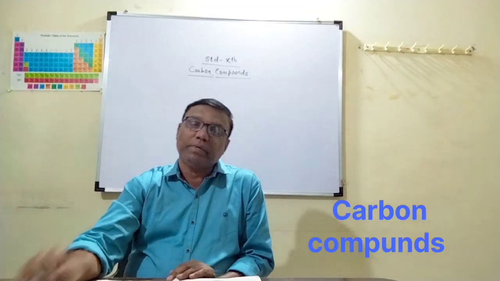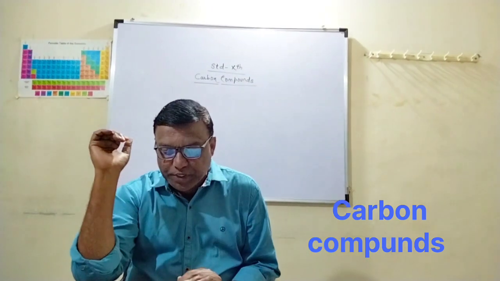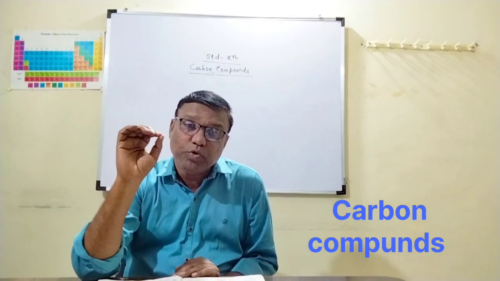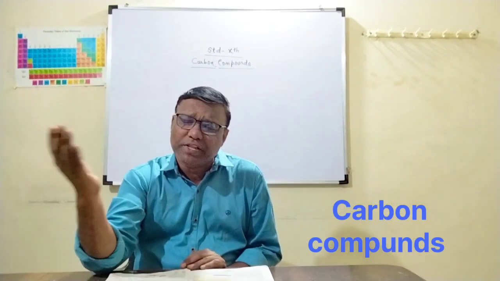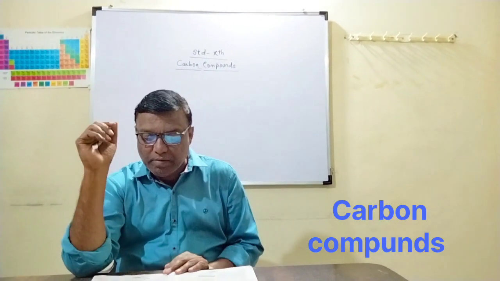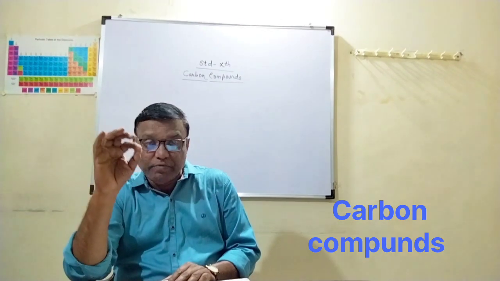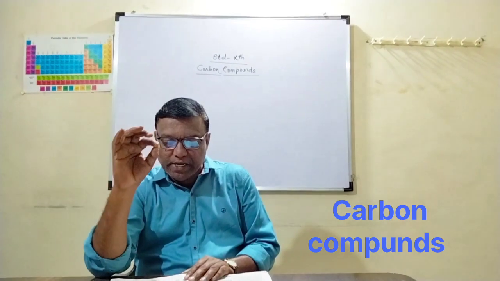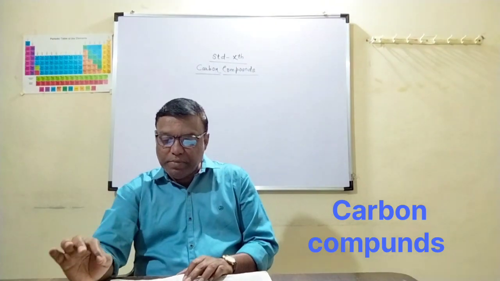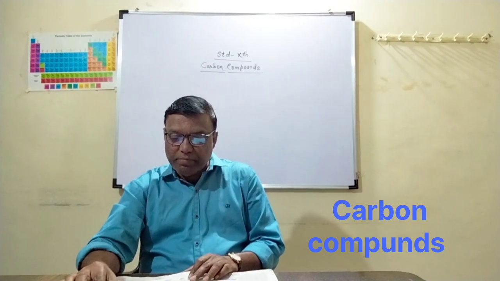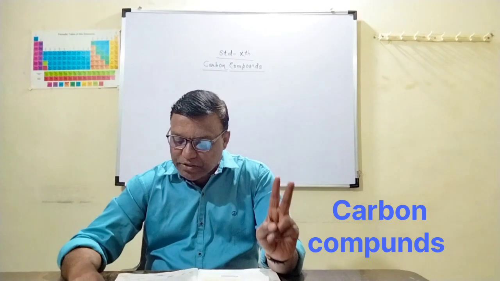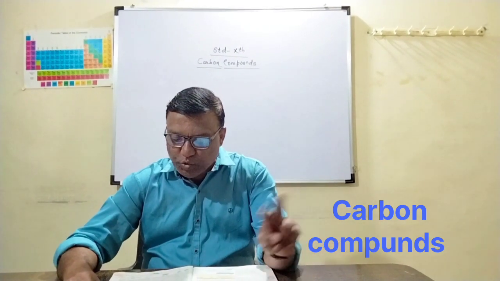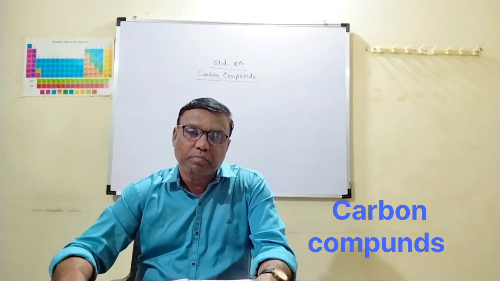Now, bonds in carbon compound. A number of students have one doubt: what is bonds in carbon compound? They are asking, sir, what is bonds in carbon compound? The simple answer, given on page number 111, is chemical bond. The chemical bond formed by sharing of two valence electrons between two atoms is called a covalent bond.